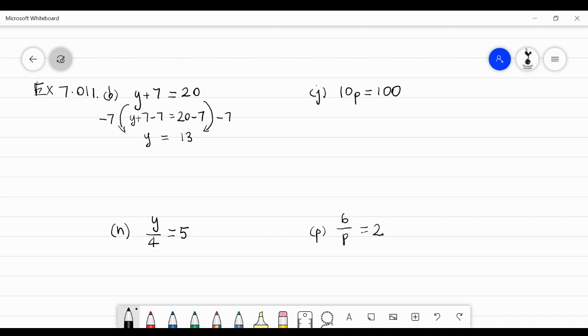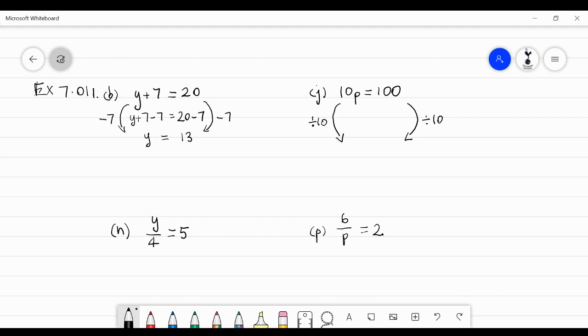Next question, J, for example, 10p is equal to 100. 10p is the same as p times 10. The inverse operation of multiplication by 10 is divided by 10. So we divide each side of the equation by 10.